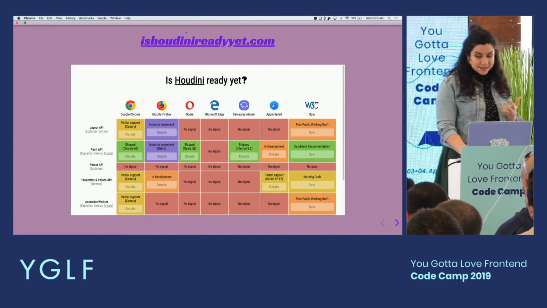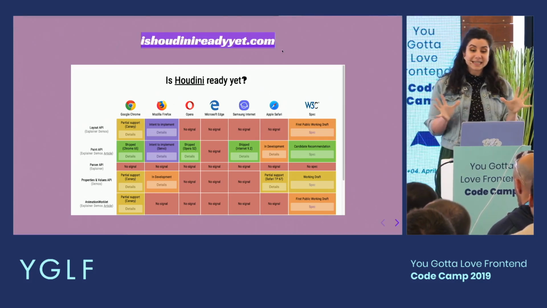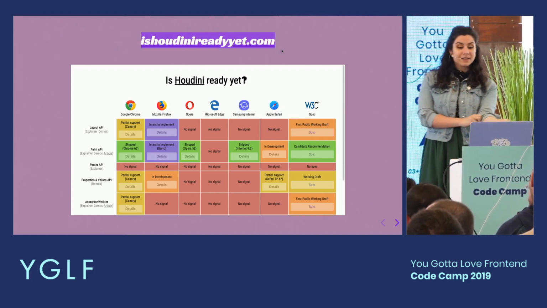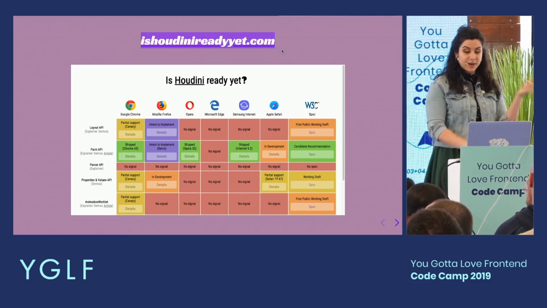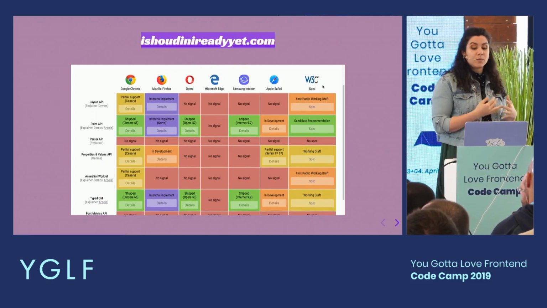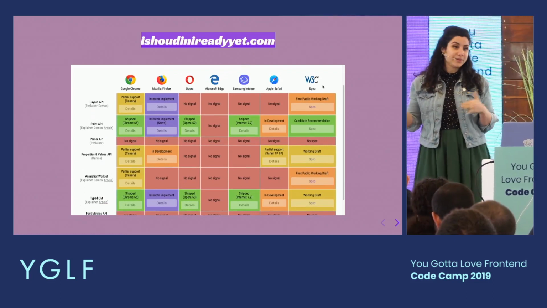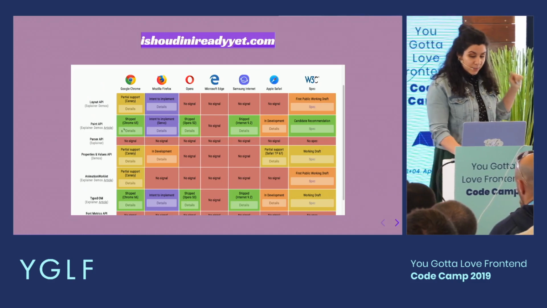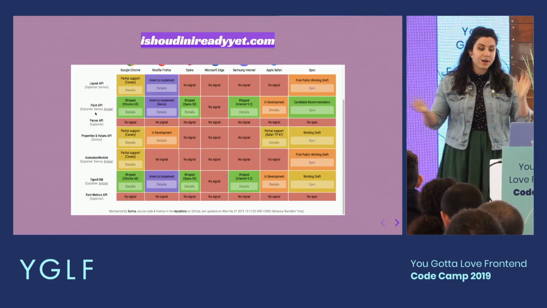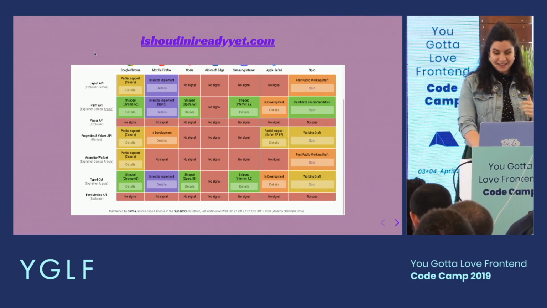There's a great website called ishoudinireadyyet.com for all of your Houdini needs, and this website links to all the specs. It links to all the details you need about those work in progress specs, a lot of them are on GitHub, and what support exists in what browser. So this is kind of like your Can I Use for Houdini. We're going to mostly be doing our example with the Paint API because it's pretty well supported, but I'll also talk about layout, typed object model, properties and values and things like that.